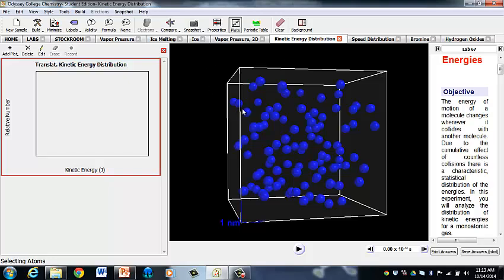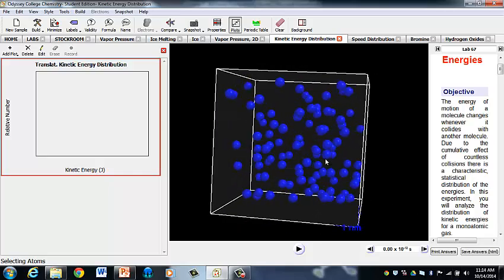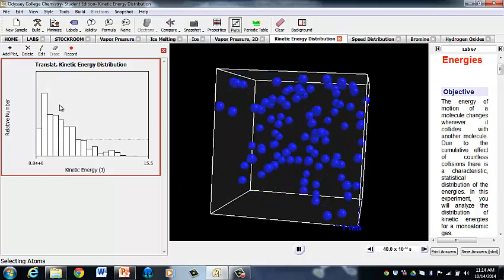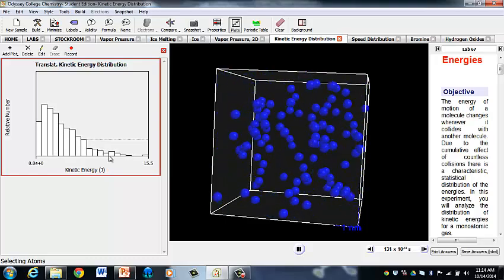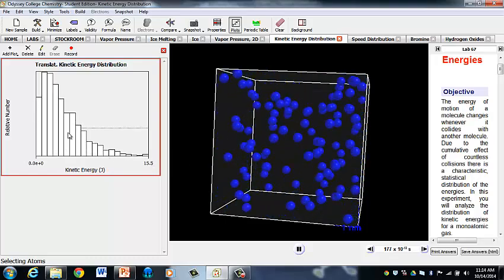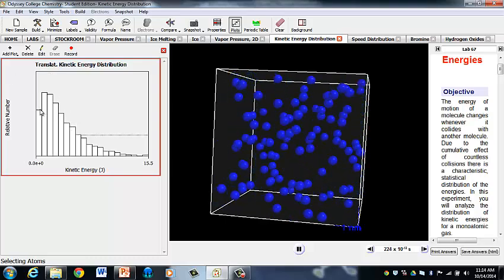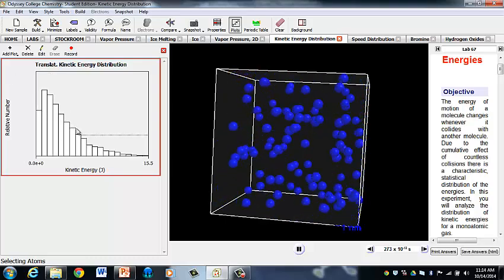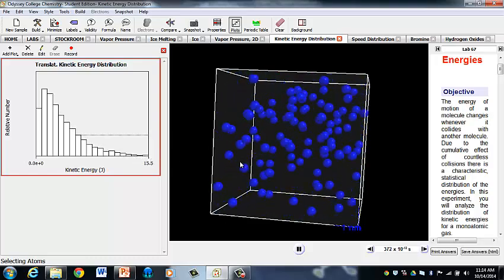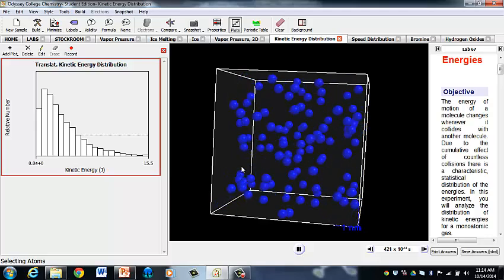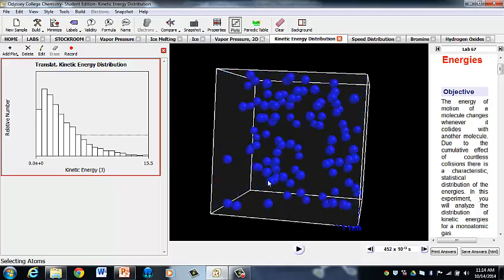So here's another model. I don't know what element they're showing here, but probably a noble gas, just single atoms. And it has a moving plot over here of each particle and its kinetic energy. And so we can see most of the particles have relatively low kinetic energy. There's some that have higher. There's this long tail over on the right. And if you look at the model, you can see some of them moving really quickly.